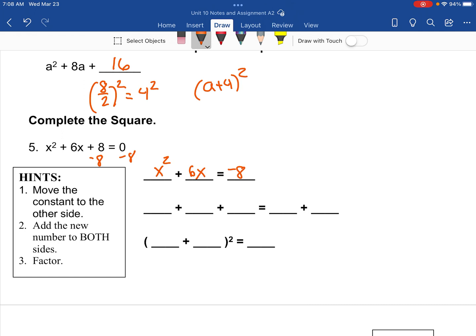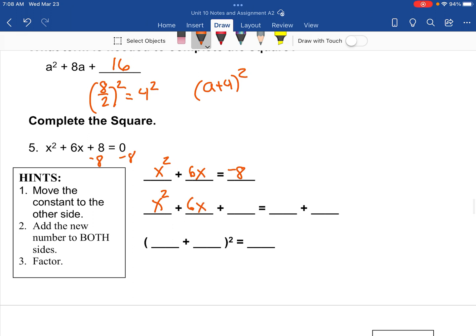Next, add the new number to both sides. All right. So we're just looking at the left side. What number do I need to add to the left side to make that a perfect square? Okay, so my b value is 6, so we need to take half of 6, which is 3, and square it. Well, 3 squared is 9. Okay, so this is still x squared, that's 6x. So we're going to add 9. I'm going to always put a circle around it, so know that I'm adding it. Whatever we do to one side of an equation, we must do it to the other. So I'm going to add 9 to both sides of the equation.